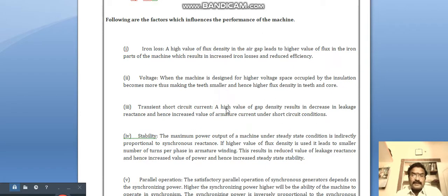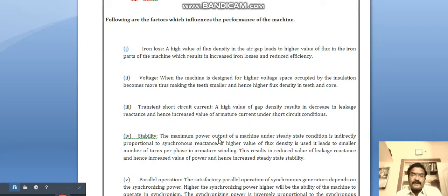Transient short circuit current. A high value of air gap flux density results in a decrease in leakage reactance, hence an increased value of armature current under short circuit condition. If the value of gap density is high, the leakage reactance is lower, and because of that the armature current under short circuit conditions may increase.